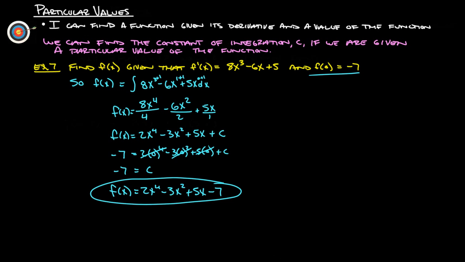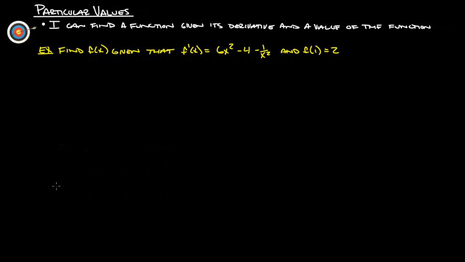Let's take a look at one more example, and that should hopefully get us through this. Find f of x given that f prime of x equals 6x squared minus 4 minus 1 over x squared. So f of x equals the integral of 6x squared minus 4 minus 1 over x squared with respect to x.